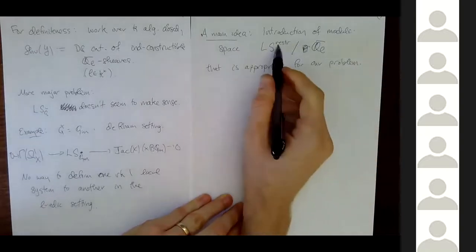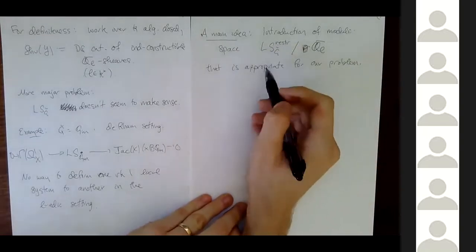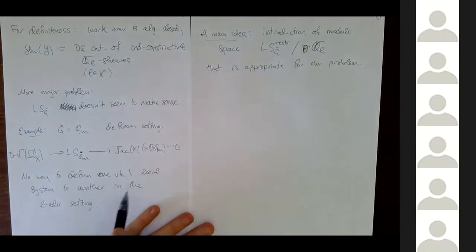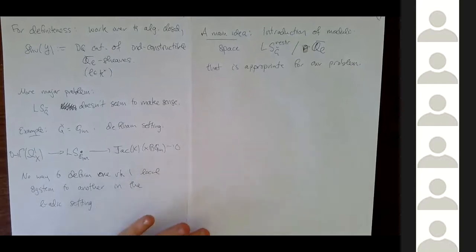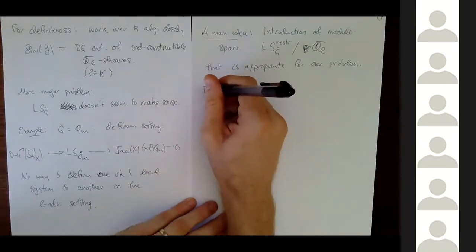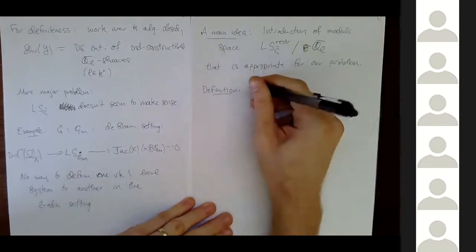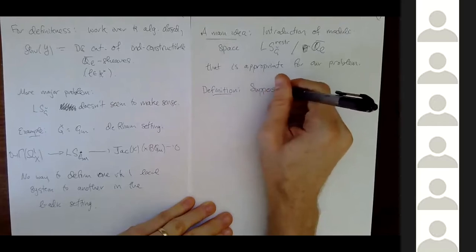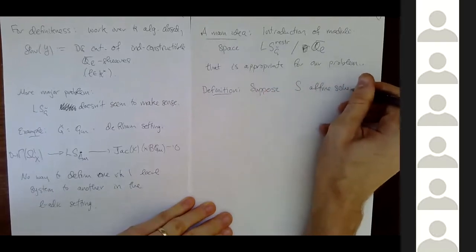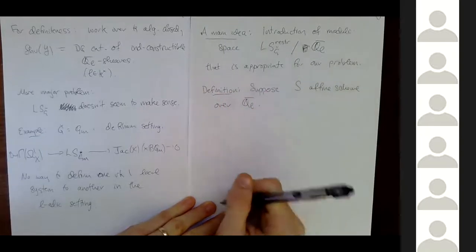It's going to be called restricted local systems. The long name is local systems with restricted variation. It's going to mean exactly stuff, as I'll explain, like you can't deform one rank one local system to another. So here's the definition. Suppose S is an affine scheme over this field QL bar.